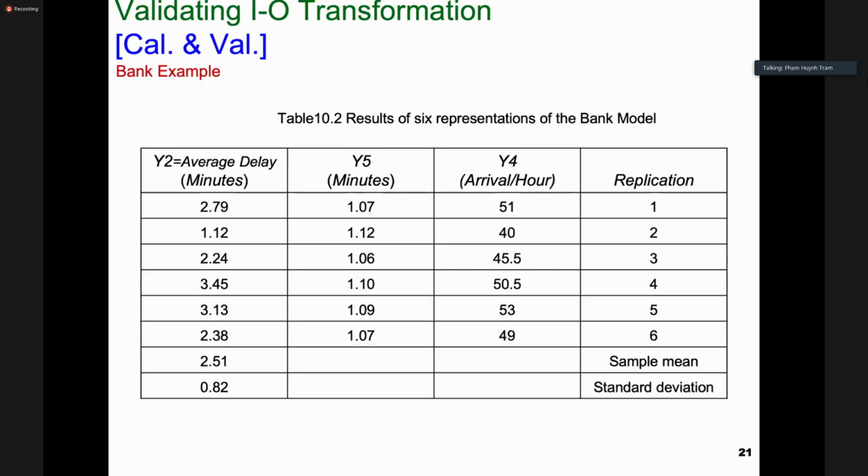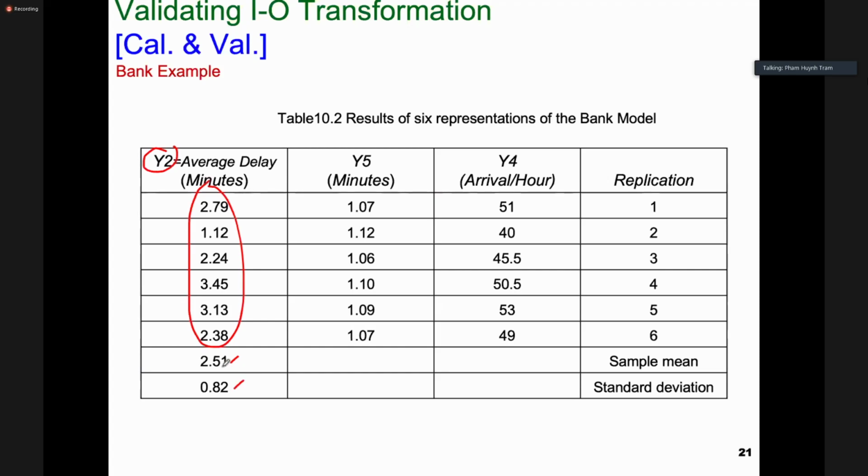Okay, now, this is the result from 6 replications in our simulation model. We run the simulation 6 times. In the run setup, we choose 6 replications. And let's look at the average delay. We look at this output, average delay. And we get the sample mean of 2.51 minutes, and the standard deviation from the 6 replications is 0.82.